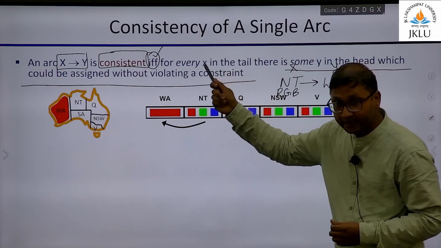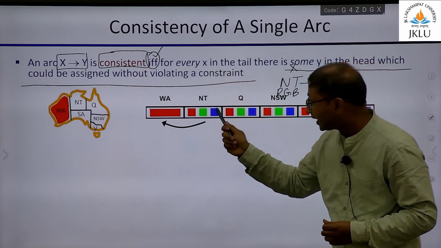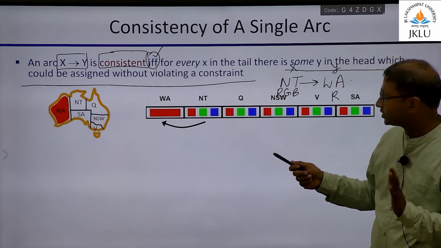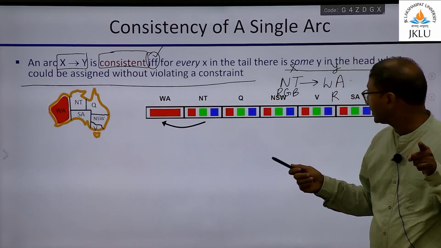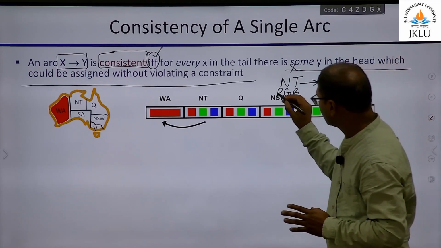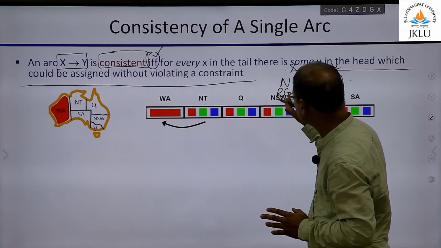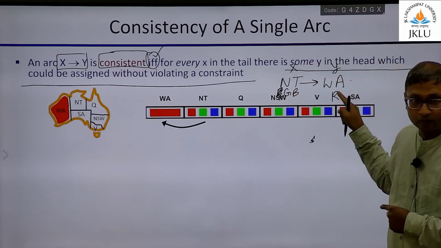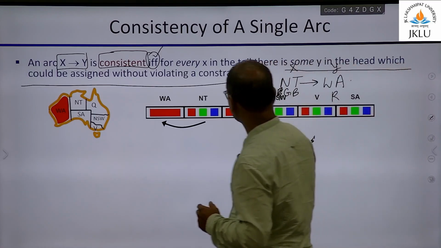For every x in this, can it be assigned? No, this is false. कौन सी चीज प्रॉब्लम कर रही है? Red. If I strike off red from here, is this arc consistent now? Yes.